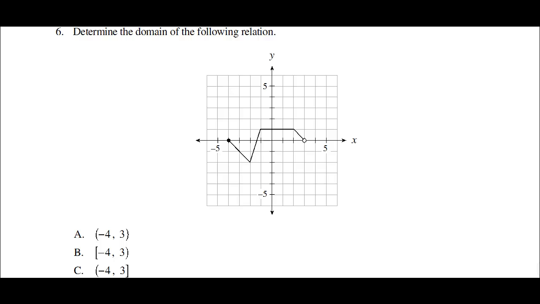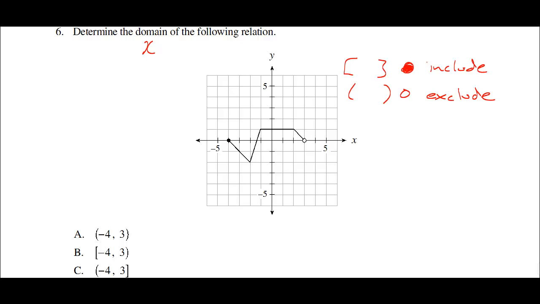Number 6, determine the domain of the following relation. So again, the domain is asking for the x values. Basically, what x values are we allowed to have? I want to remind you what these two different dots mean. Remember that the closed dot means that you're going to include that point, and the open dot means you're going to exclude that point. The brackets that we have down there, remember we use square brackets for include, and we use the curly brackets, if you will, for exclude.